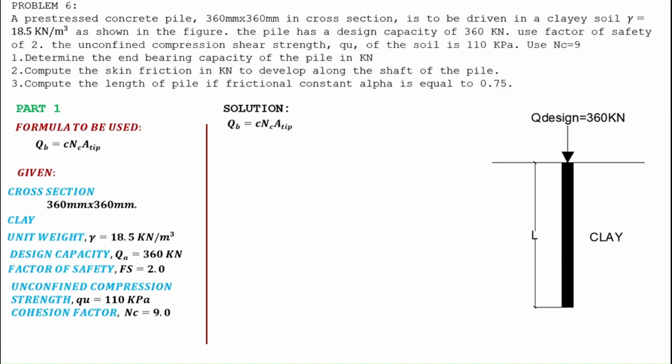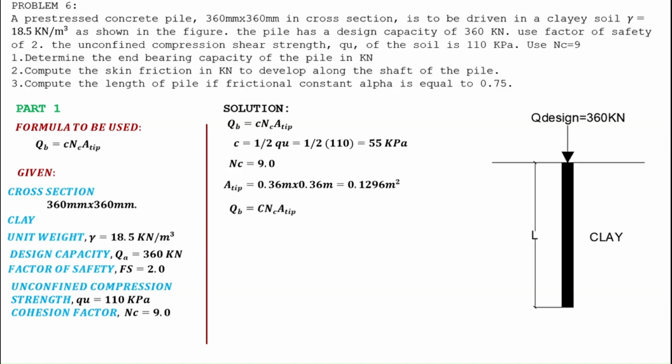QB is equal to C times Nc times area of the tip. Cohesion C can be solved using the formula. Cohesion is equal to 1/2 of the unconfined compression strength, or 1/2 of 110 kilopascal equal to 55 kilopascal. Nc is equal to 9.0. Area, on the other hand, is the area of the square section, or 0.36 meters times 0.36 meters, equal to 0.1296 square meters. Substituting values to our working equation, QB is equal to 55 kilopascals times 9.0 times 0.1296 square meters. End-bearing capacity therefore is equal to 64.152 kilonewton.